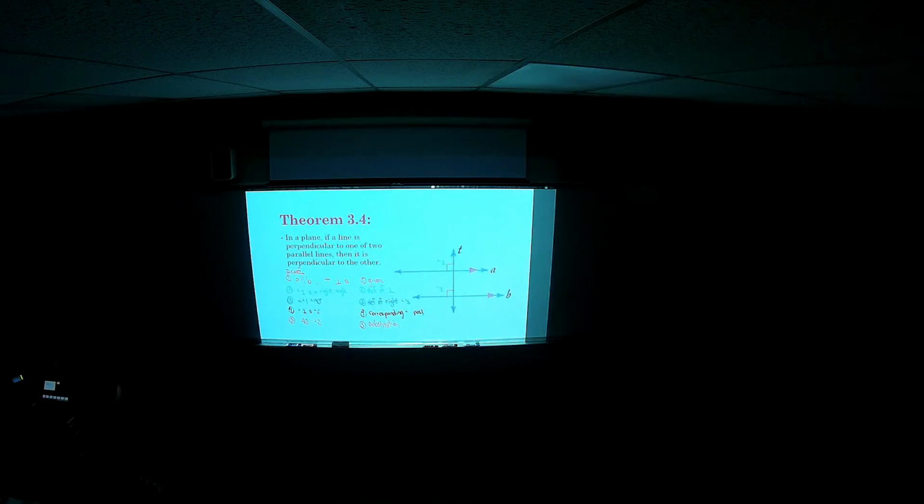Okay. Questions, comments, concerns about 3-4. The whole goal is to show that we have another 90-degree angle down the wall. That was the whole idea. It was perpendicular to the other wall. It was just corresponding. That's the reason why it works. Okay. Now, the name of this one, I think I said it earlier, is called the perpendicular transversal theorem. So it's talking about perpendicular, but the transversal is perpendicular.